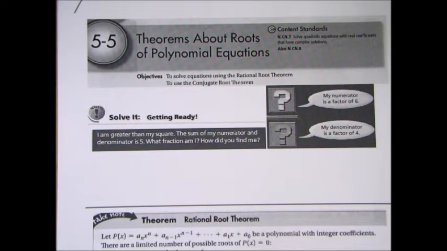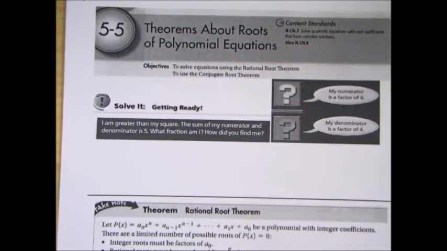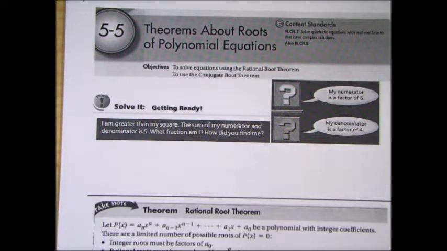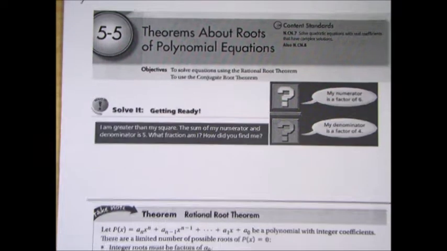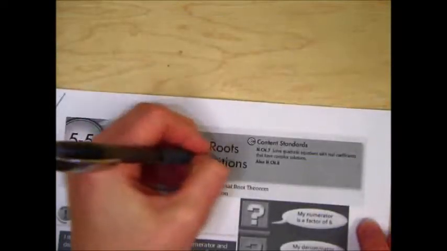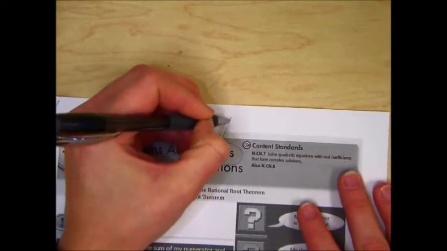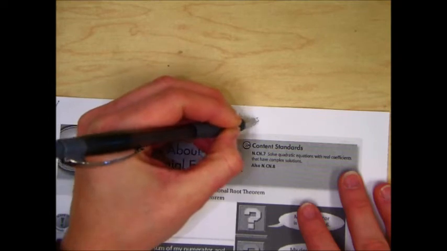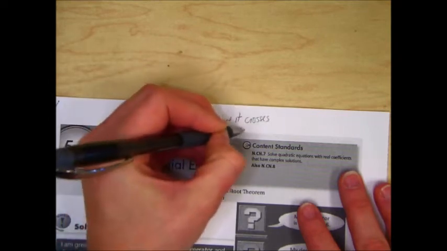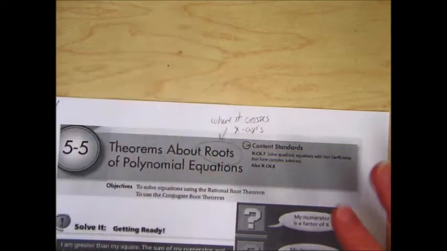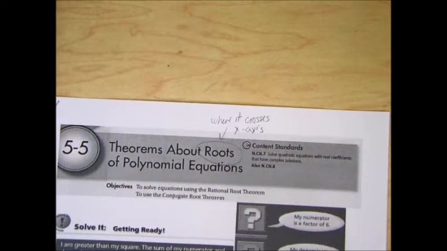As we move into section 5 of chapter 5, you're going to learn about different roots of polynomial equations. Something to tell you: the root of an equation is where it crosses the x-axis. So if I ever talk about a root, that's what I'm asking about. When does it cross the x-axis? That's its root. Y would be 0.